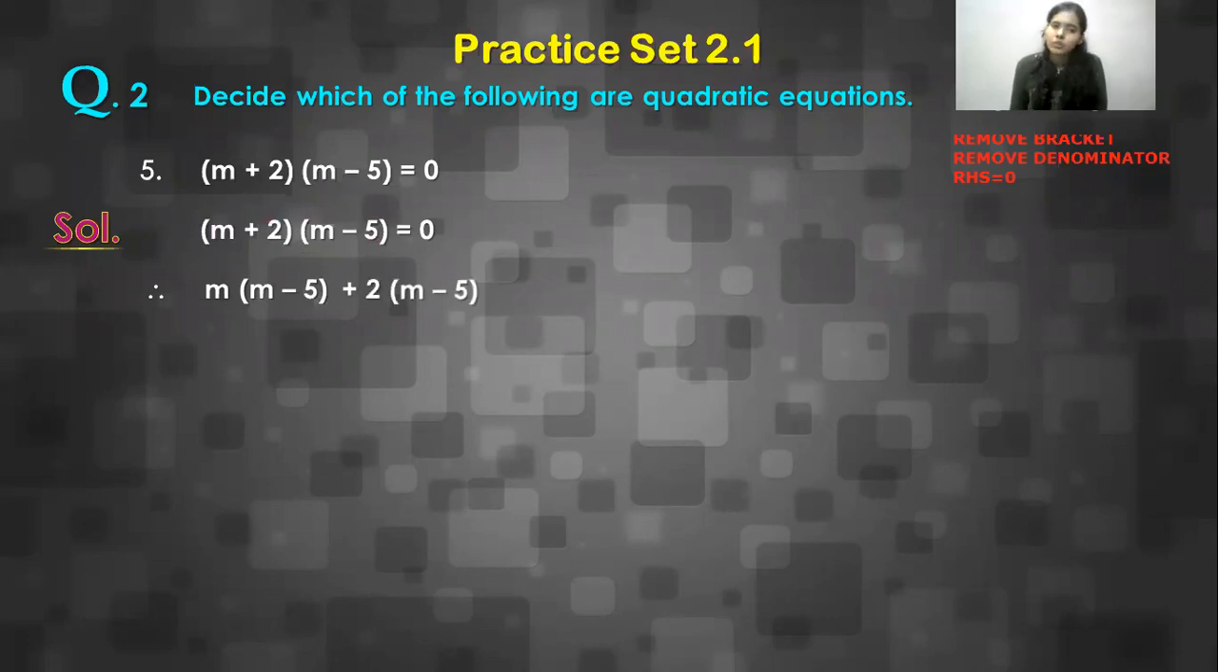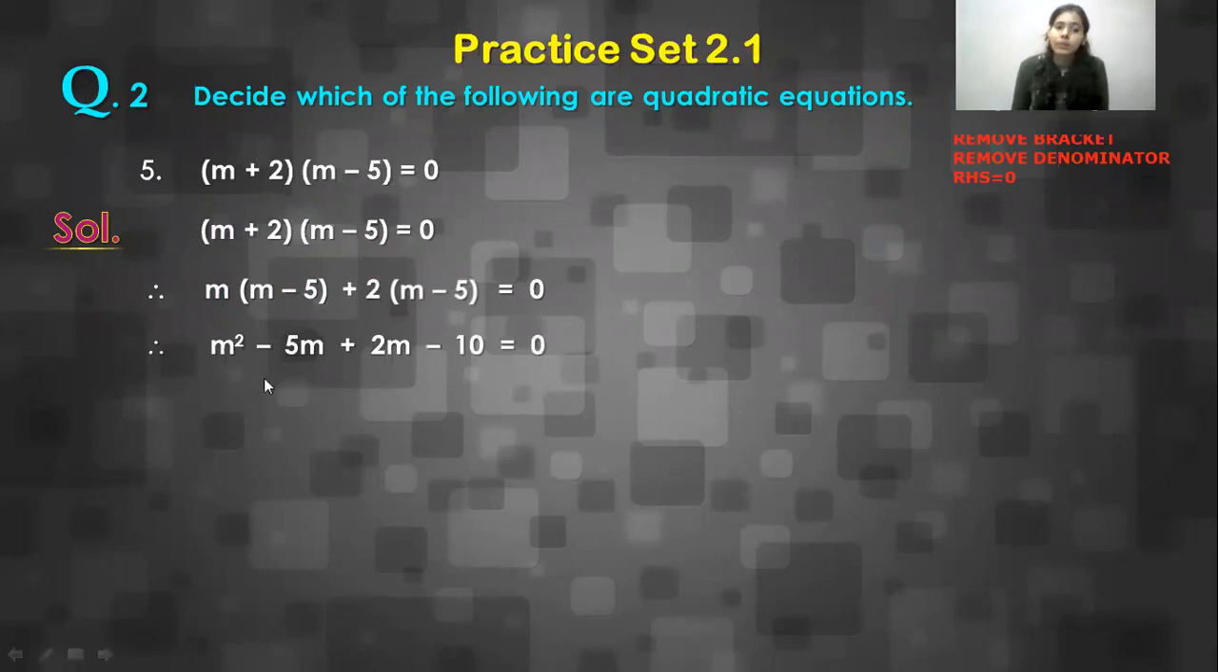So what you have, let's open. m into m square, m into minus 5m, minus 5m, plus 2 into m is plus 2m, plus 2 into minus 5 is minus 10 is equal to 0. Everything is done. Yeah, but still we can see a like term.